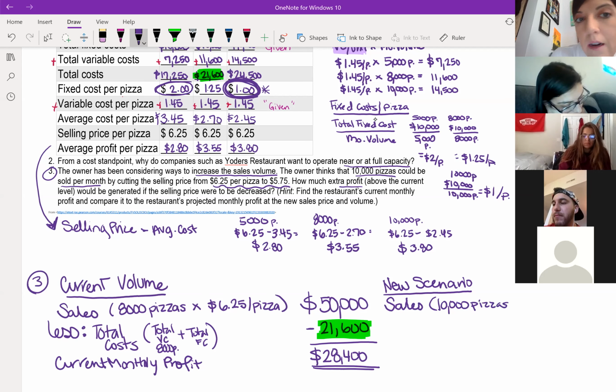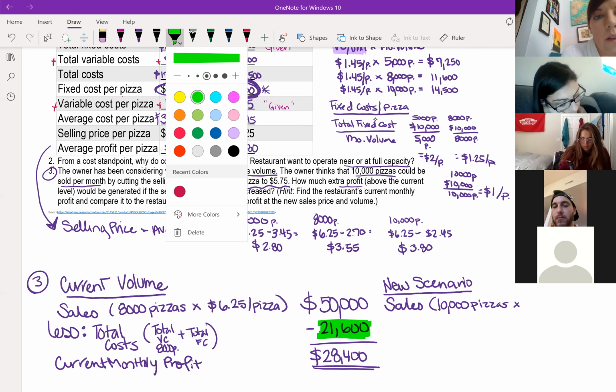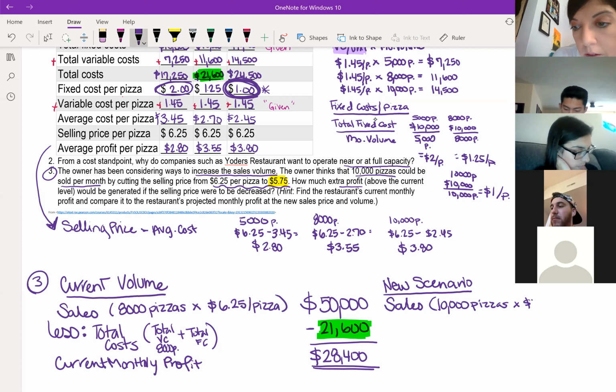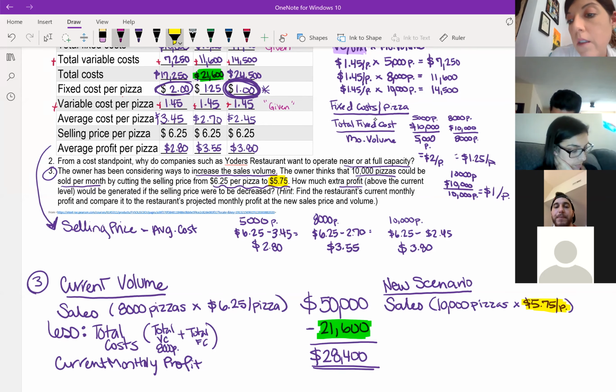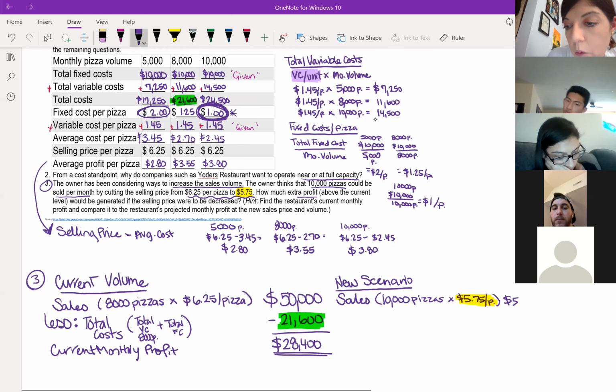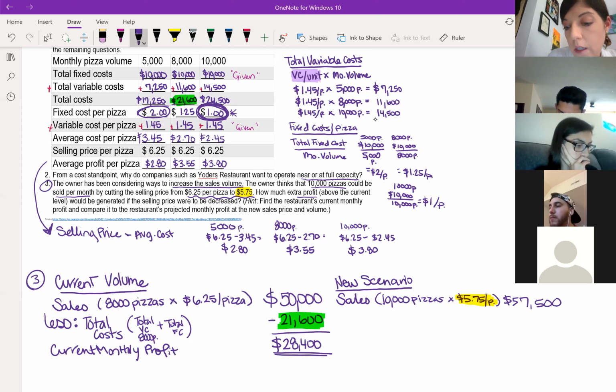And what's going to change? Selling price. The selling price is going to change. So we're going to decrease it by 50 cents to $5.75 per pizza. But our total sales is still going to go up because our volume increased by 2,000 pizzas. So $57,500 is what we're expecting our total sales to increase to.